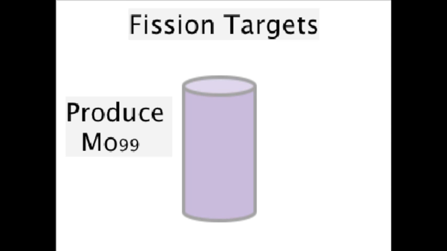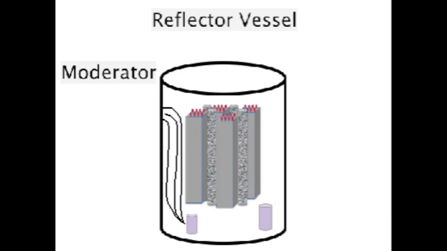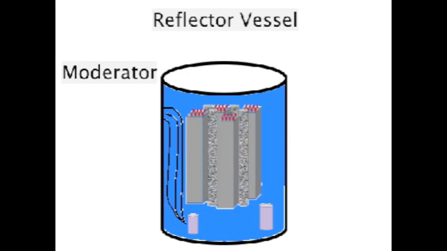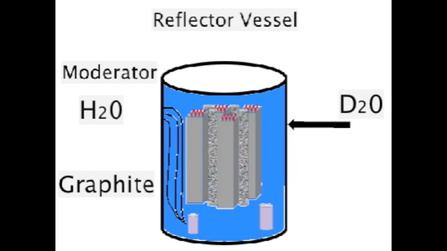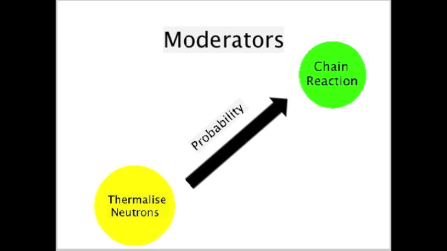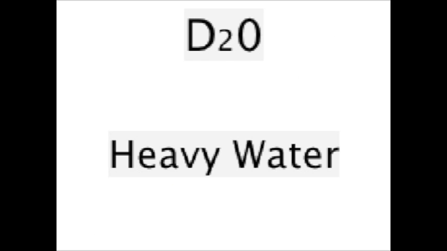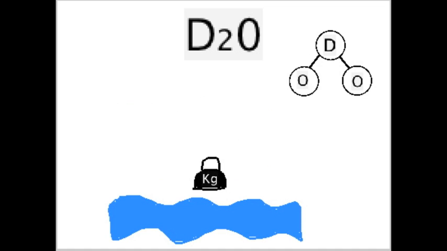Molybdenum-99 targets are made of fissile material, and these targets are manually loaded from the operation bridge into the reflective vessel. Moderators are also contained within the reflective vessel. Moderators such as H2O, D2O, and graphite are used to thermalize neutrons and reflect neutrons back into the core in order to increase the probability of fission reaction. D2O is also known as heavy water, where hydrogen has been replaced with deuterium.